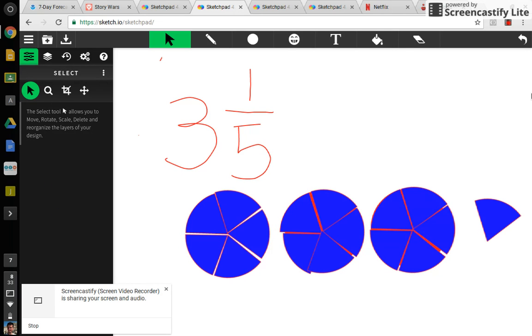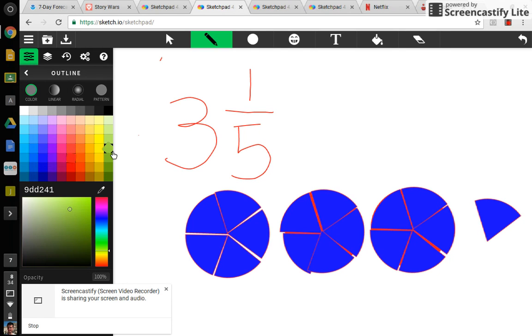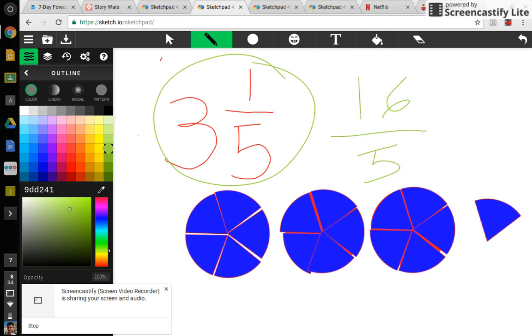So notice here now I've taken each of my pizzas and I've sliced it up into 5 equal pieces. If you count all the pieces, we've got 5, 10, 15, and 16 slices of pizza. So in other words, if I were counting just the fifths, it would look like this. Let me go ahead and draw this. We would have 16 fifths.